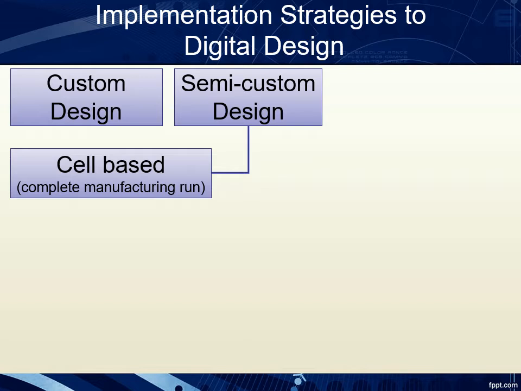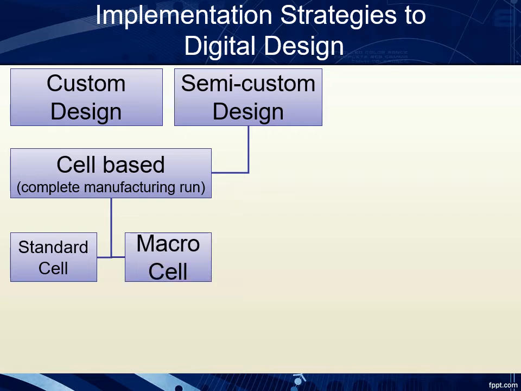In the case of cell-based design, we typically have two options. One is the so-called standard cells, which means very simple basic cells have already been designed and are available to be placed. For example, simple logic gates. Another option for the cell-based design is a macro cell, which are larger cells, for example, a memory block, ready to be used and placed on silicon.